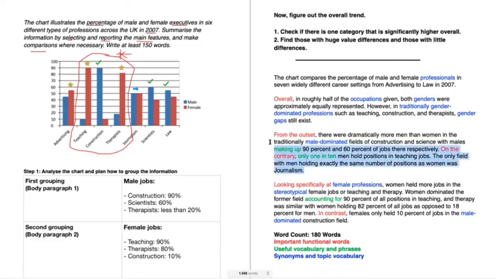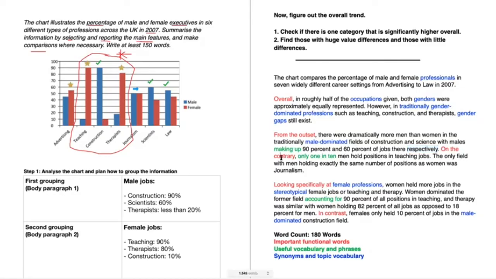Now we've got our paragraph 1 looking at male jobs. Again, we have a great phrase from the outset. There were dramatically more men than women in the traditionally male-dominated fields of construction and science, with males making up 90% and 60% of jobs there, respectively. Now we've got making up as a great phrasal verb, in the fact that we see respectively shows 90% for construction and 60% for scientists.